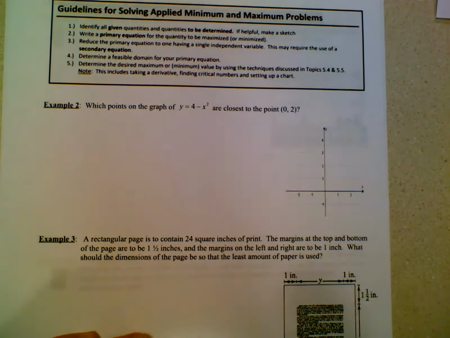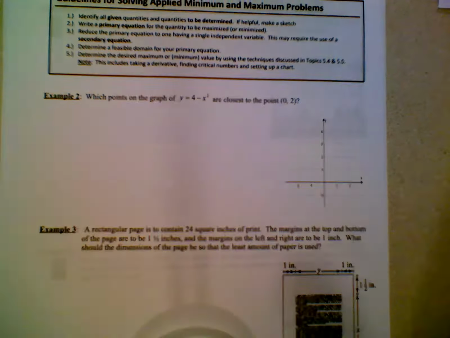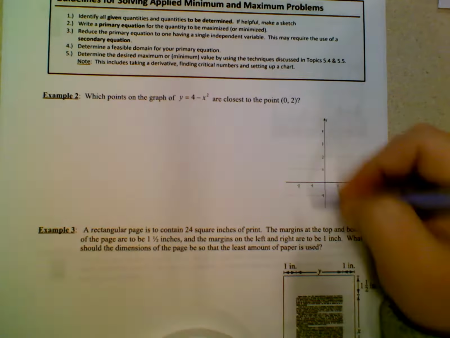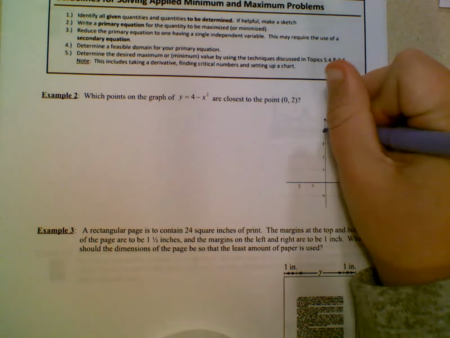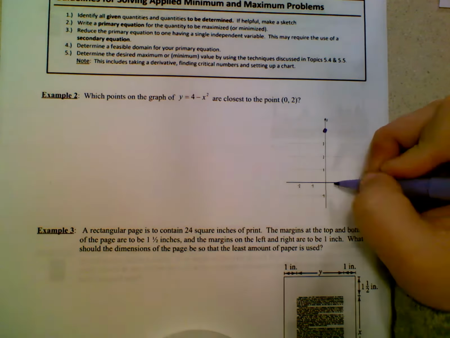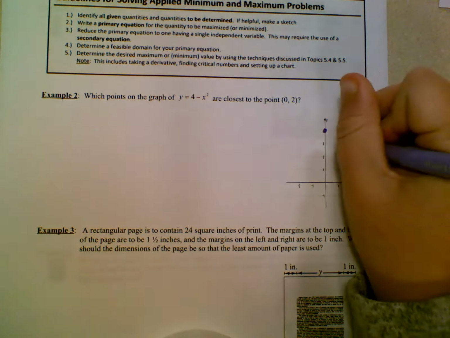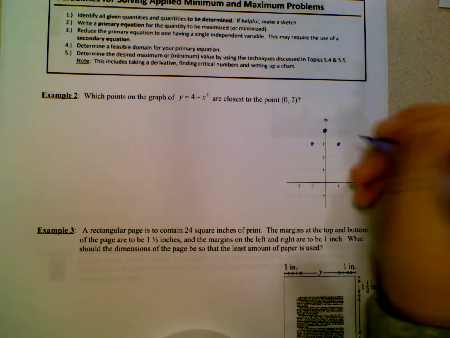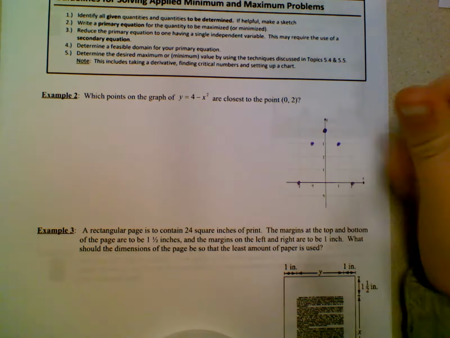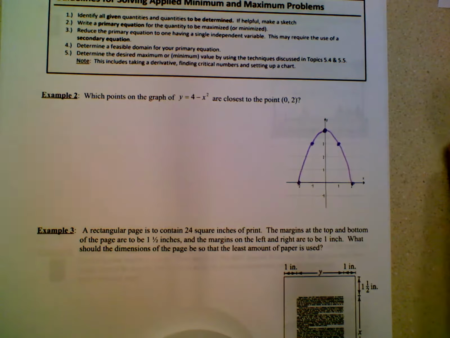All right, so we're going to work through some more of these examples. Which points on the graph of y equals 4 minus x squared are closest to the point (0, 2)? They give us a graph so we can visualize what's happening here. 4 minus x squared is going to have a y value of 4. And then you can just plug in if you want. If you plug in 1, you'll be at 3, right? If you plug in -1, you're also at 3. Plug in 2, you'll be at 0. -2 also at 0. So here is the graph of that quadratic.